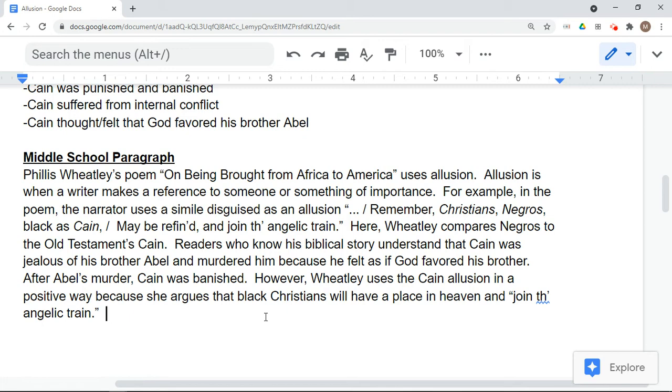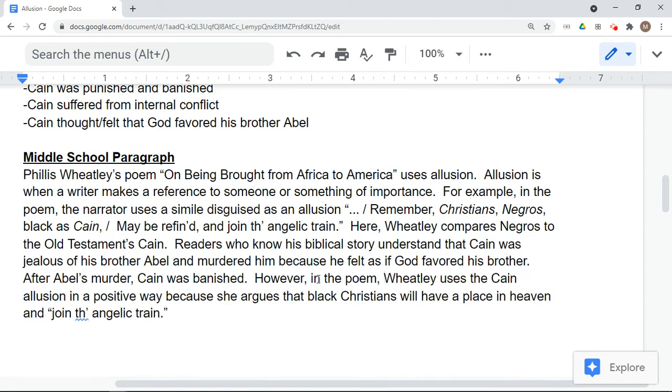Readers who know his biblical story understand that Cain was jealous of his brother Abel and murdered him because he felt as if God favored his brother. After Abel's murder, Cain was banished. However, in the poem, Wheatley uses the Cain allusion in a positive light, because she argues that Black Christians will have a place in heaven and join the angelic train.